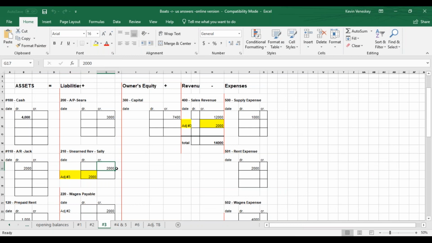So my debit question, what did I get? I got a reduction on what I owe. I don't owe her anything. So I can debit the $2,000 to get this account to 0. And then I'm going to credit the $2,000 over here to show that the work was done, and I can now count it as earned revenue. So now my revenue is up to $14,000.